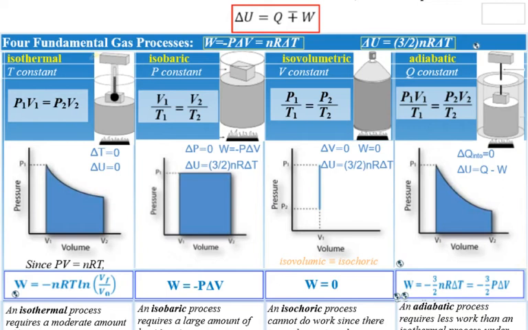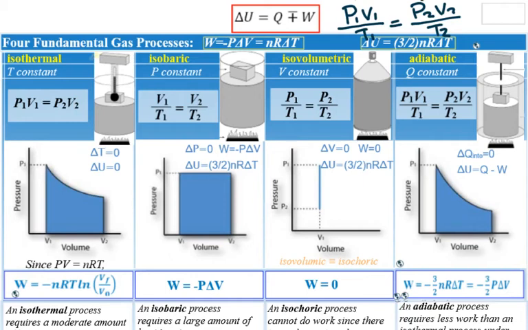But there are 4 fundamental gas processes, and these 4 types of thermodynamic processes are isobaric. So in the formula you have P1V1 over T1 is equal to P2V2 over T2. So the ideal gas equation.